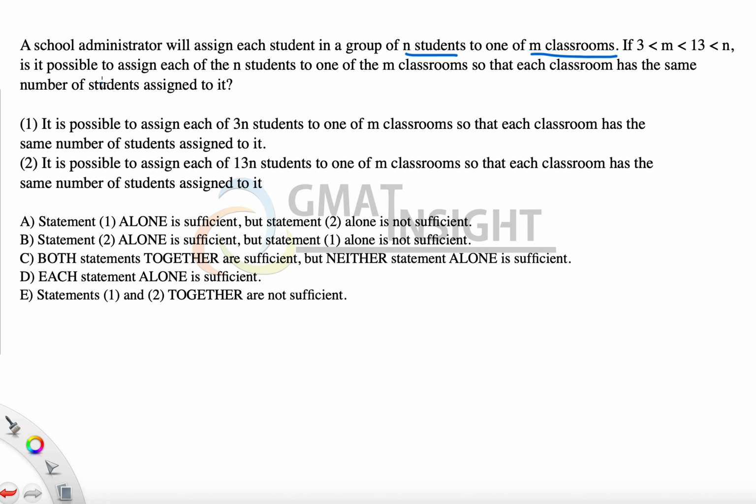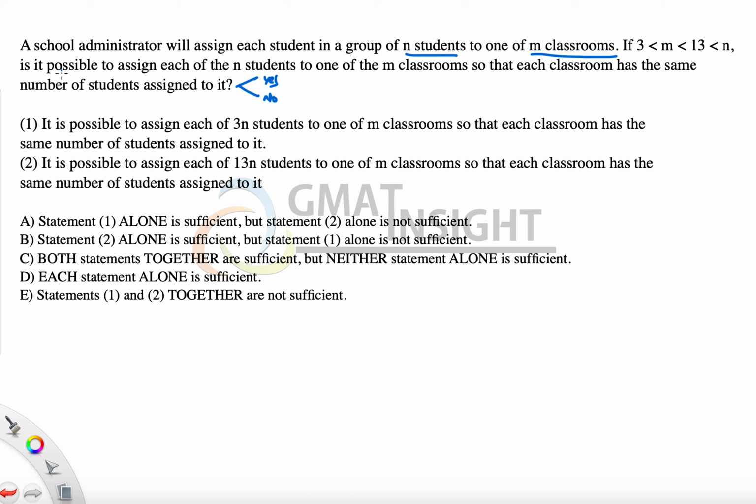Is it possible to assign each of the n students to one of the m classrooms so that each classroom has the same number assigned to it? So here the question needs to be answered in the form of yes or no. But the question is quite wordy. So in every such question, it's really important for us to rephrase the question in the easiest possible format so that we can retain it and work towards the actual question.